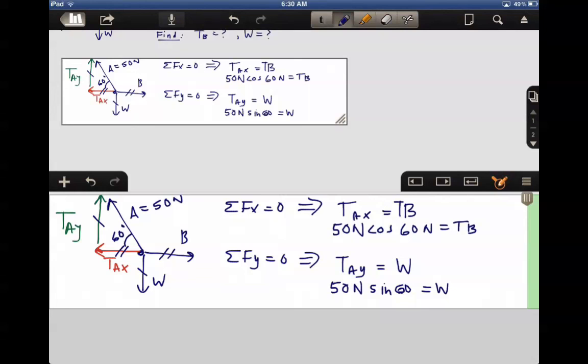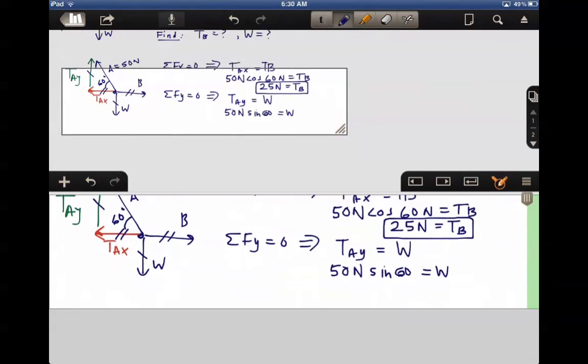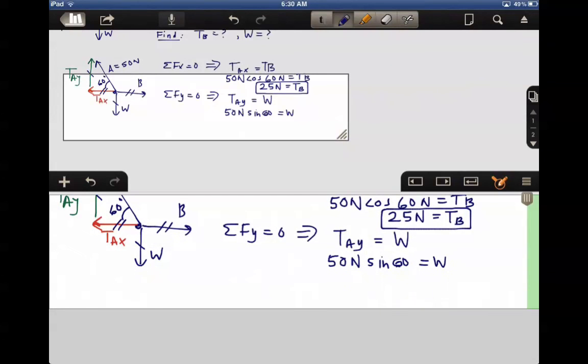Cosine 60 is a trig angle. I expect you might know cosine 60 has a value of 0.5. So 50 newtons times cosine 60 comes out to be 25 newtons. So that's one of our answers, the tension in B. And to calculate W, it's 50 newtons times sine 60, or 43.3 newtons. And that brings us to the end of problem number 2.